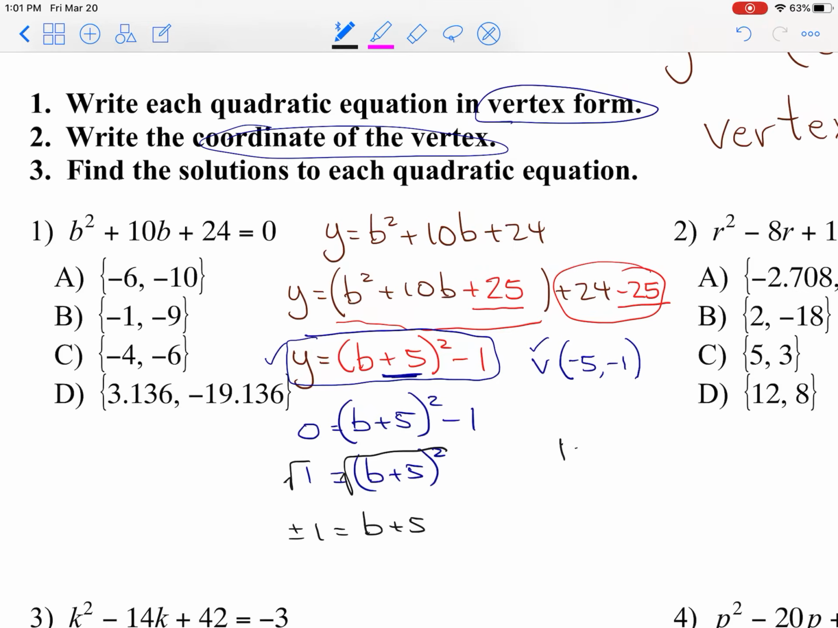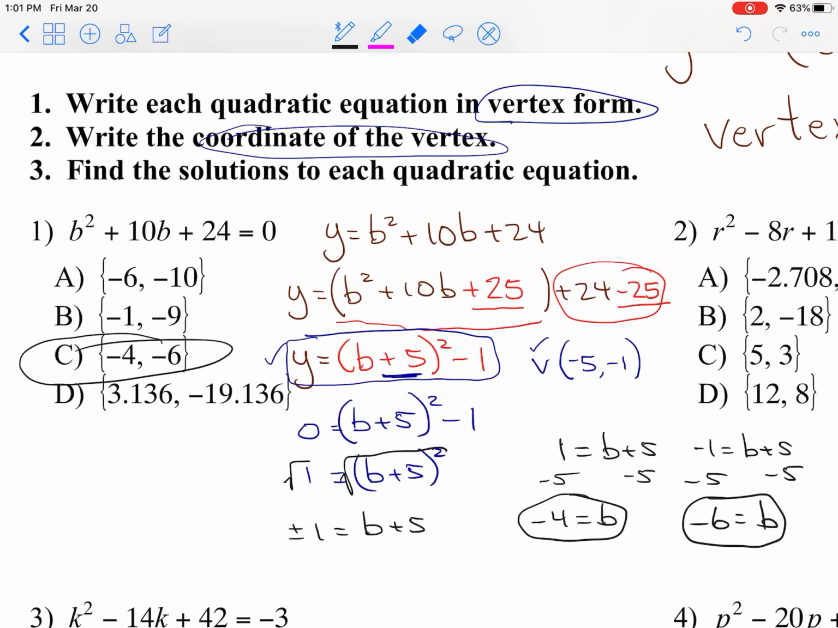Let's see, I'll come over here and do that. So positive 1 equals b plus 5. Subtract 5. And b equals negative 4. And negative 1 equals b plus 5. Subtract 5. And b equals negative 6. So negative 4, negative 6 is my correct answer. And that's the solution to my equation.